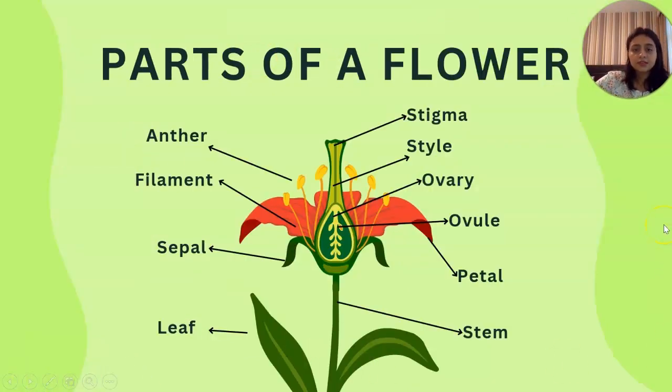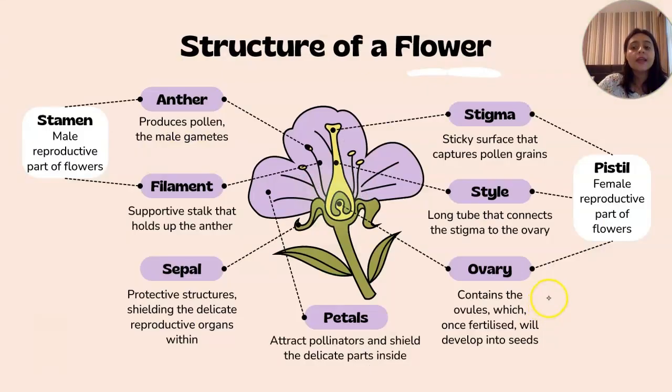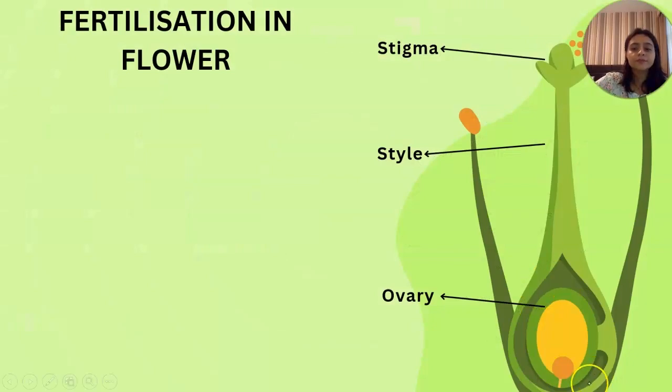Let's start from the top and then go to the bottom. As we open up the flower, open up the petals. These are the petals, and petals are of different colors, which attract various insects to sweep out all the nectar from it.